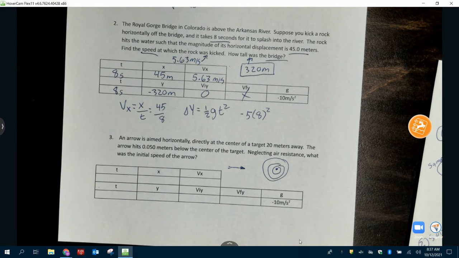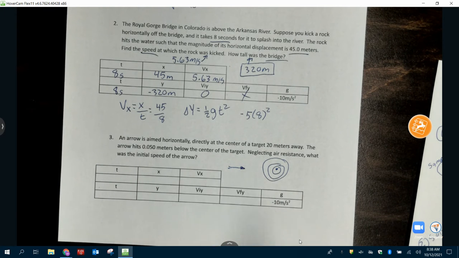So if you aim something directly at the center and you shoot it, as soon as it leaves the arrow, gravity is going to start pulling it down, which means it's not going to hit the center unless it's going super fast or it's really close. Typically, what you have to do if you're shooting archery is aim above it some amount.